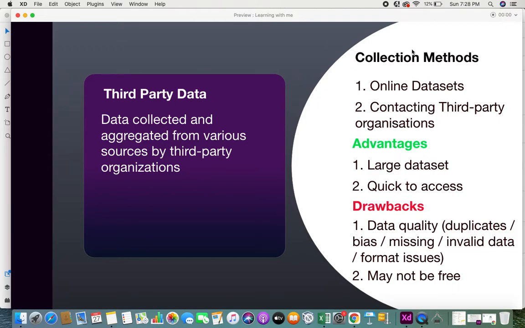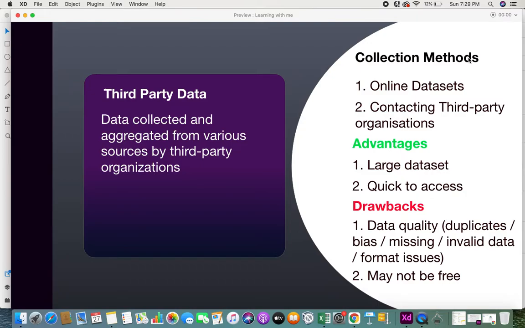If you look at the collection methods, how you can access third party data is you have certain online data sets readily available, depending on astrological information. You have weather reports, you have crime data sets, anything related to sports. You have all your data sets that can be online. You can access that data. And then you have contacting the third party organizations. Of course, if your data is very specific and you need to go to certain people in order to get that data, you should get in contact with them and access your data.